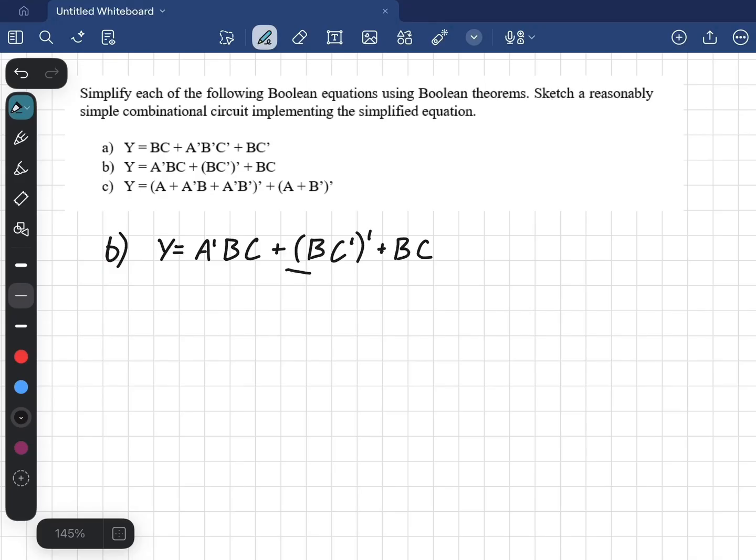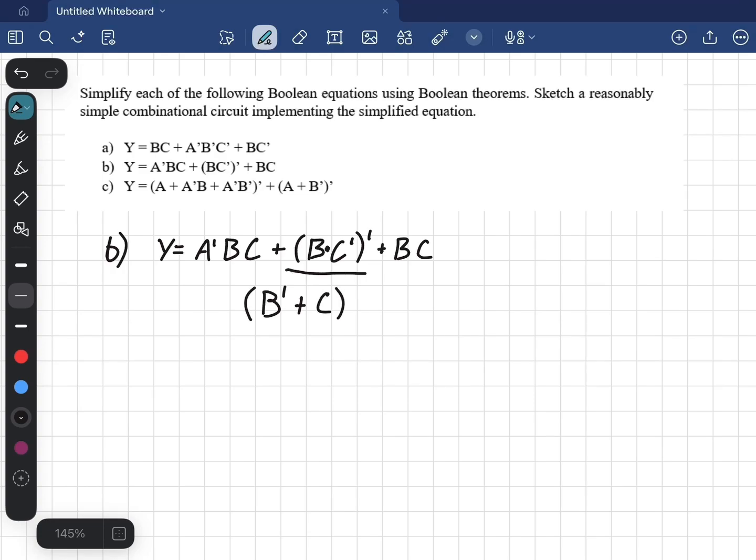So that means B will become B prime, and this is an AND operator separating B and C naught, so you'll flip that to an OR operator, and then C naught becomes C.